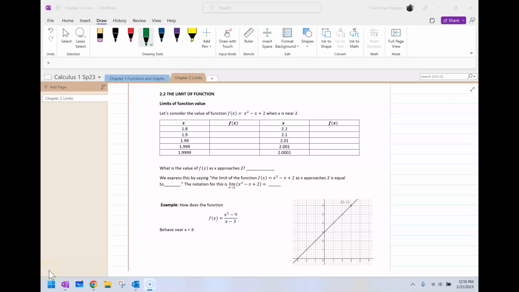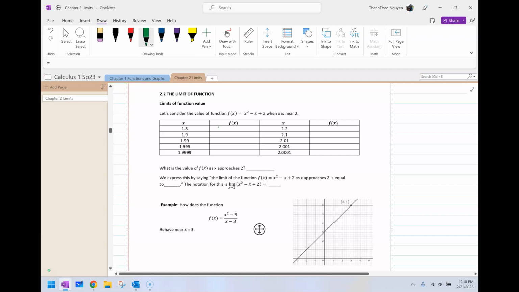Limit of a function. So let's consider the function f of x equals x squared minus x plus 2 when x is near 2. We can calculate this limit by trying to estimate what the values of f of x are when x is near 2. At x equals 1.8, f of x is, and you can calculate this on your own and fill this table in.